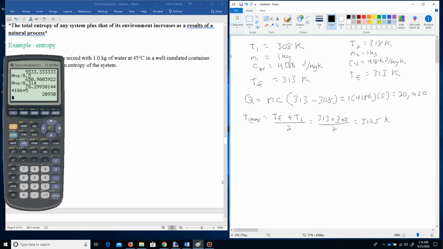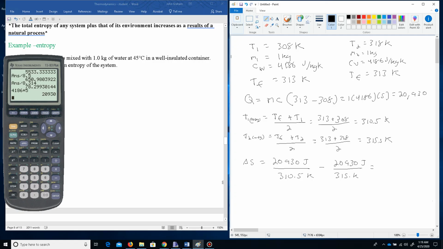Right, and then also T2 average is T final plus T2 over 2. So 313 plus 318 over 2 gives me 315.5 Kelvin. Right, and so we can say that the total delta S is going to be the 20,930 joules over 310.5 Kelvin minus 20,930 joules over the 315.5 Kelvin.